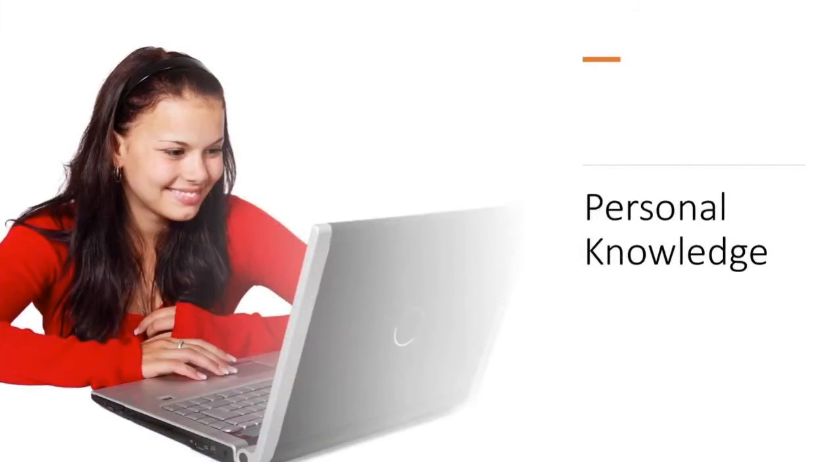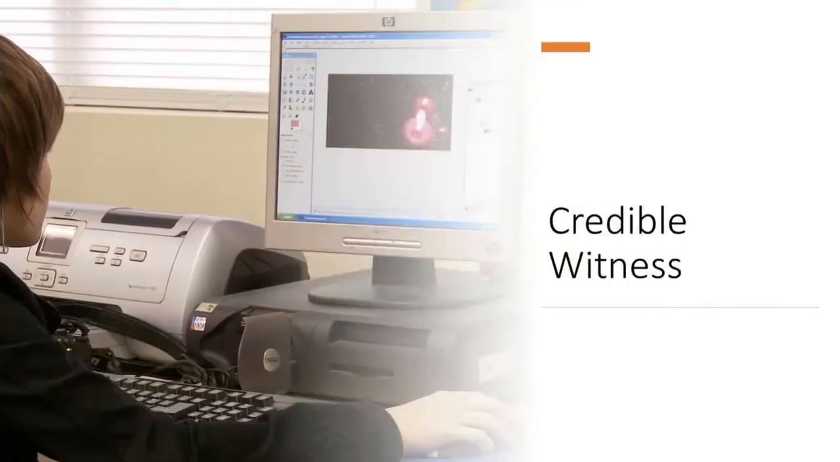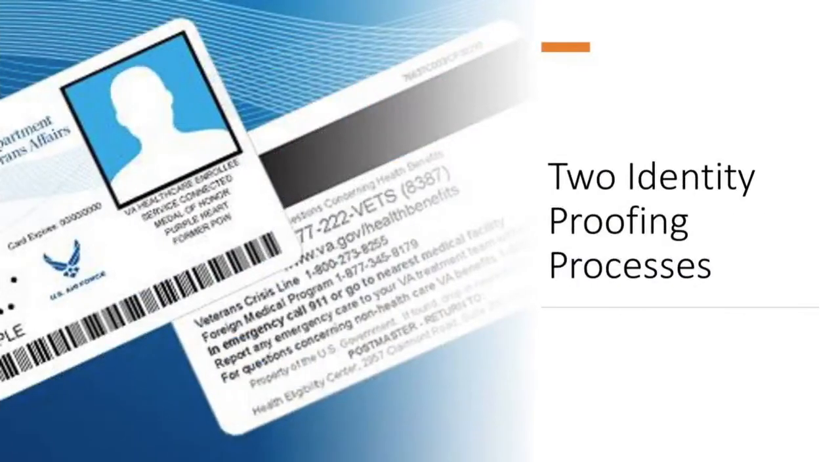The technology must allow the notary to identify the customer. There are 3 ways to identify a customer when notarizing remotely. The notary may use their own personal knowledge of the customer as a method of identification. The notary may use a credible witness to identify the customer. The notary may use 2 different types of identity proofing processes or services to identify the customer.